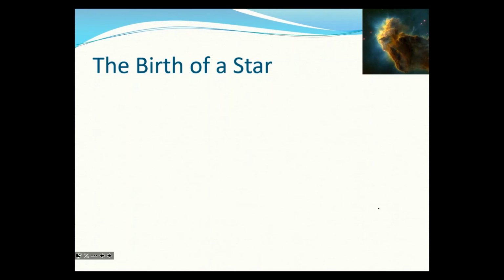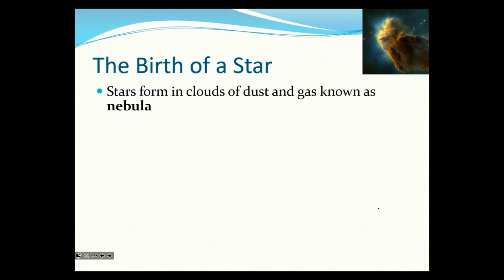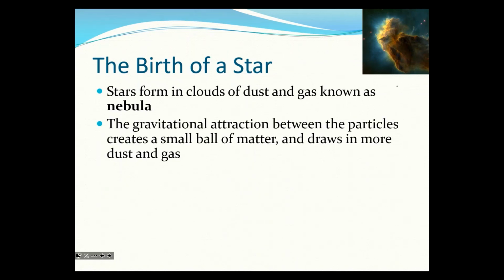So you need to know about the birth of a star. So stars form in clouds of dust and gas, and those clouds of dust and gas are nebula, and that's what we see in this picture here. It's just random dust and gas in space, and gravity ends up collecting them together. So the gravitational attraction between the particles creates a small ball of matter, and as that ball of matter gets bigger and bigger, it draws in more and more because that gravitational field would get bigger and bigger.